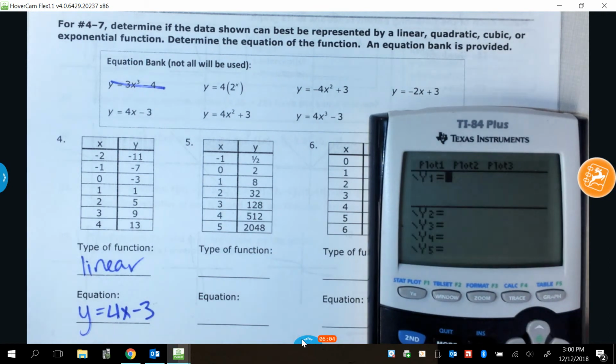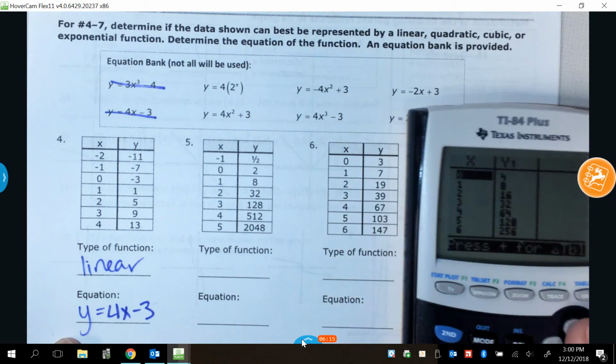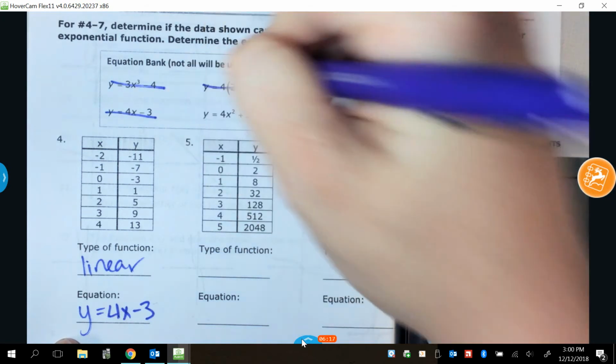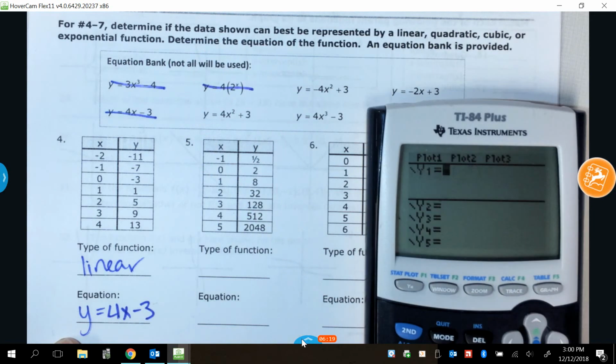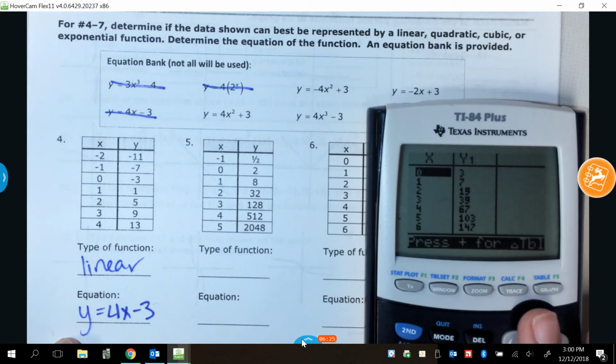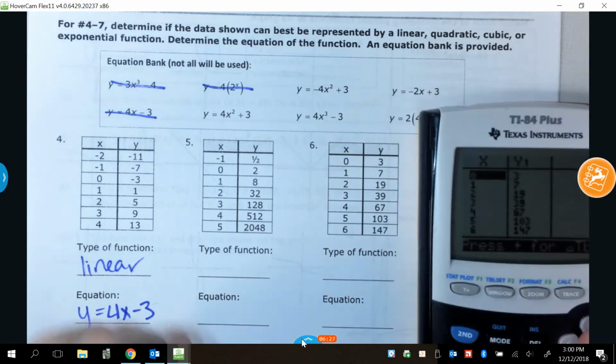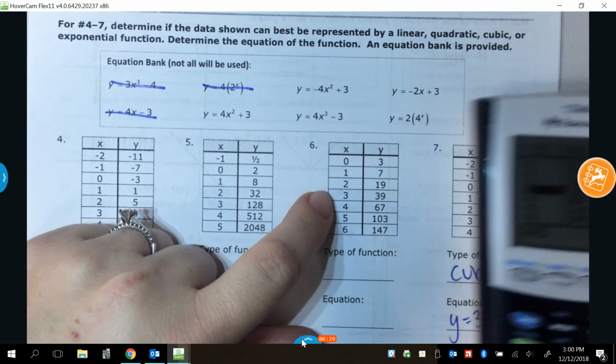Okay, so let's type our next equation. 4 times 2 to the x power. Okay, second graph. This has 0, 4. Neither of those have 0, 4, so that's not it. 4x squared plus 3, second graph. This has 0, 3. This has 0, 3, 1, 7, 2, 19. Okay, so that's this one.